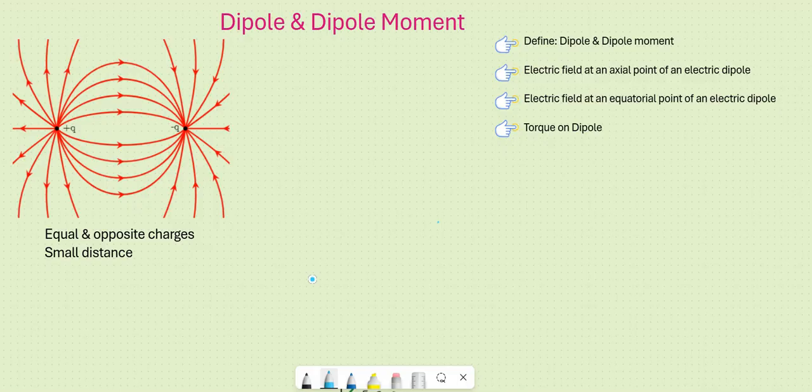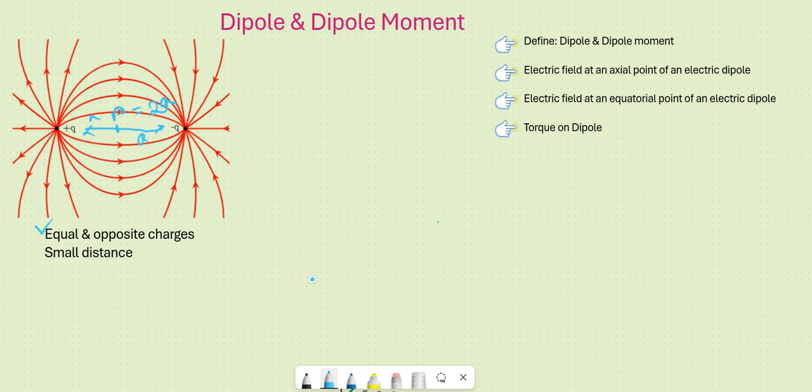Here in the picture we have seen there are two charges, one is positive q, another one is negative q. From the positive q to negative q, let's consider the distance is r equals 2a. So from the midpoint up to the positive charge is a, and from the midpoint up to the negative charge is a, so r is equal to 2a.